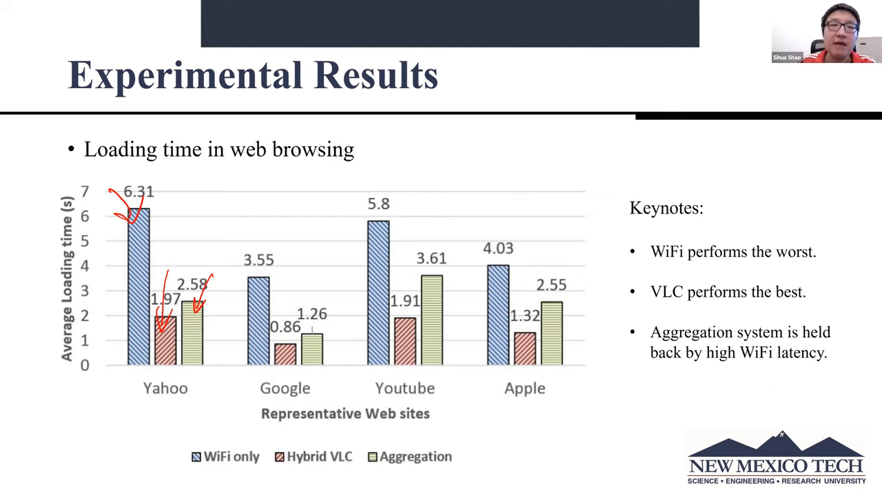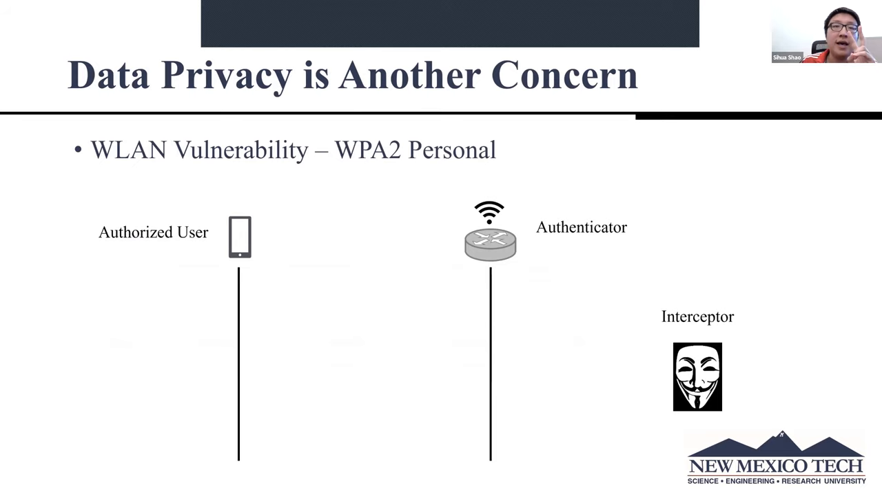Now we complete everything regarding the VLC offloading system. Next, we are looking at the second benefit, secure wireless communication. Before we look at secure wireless communication, we first need to understand what vulnerability we currently have.